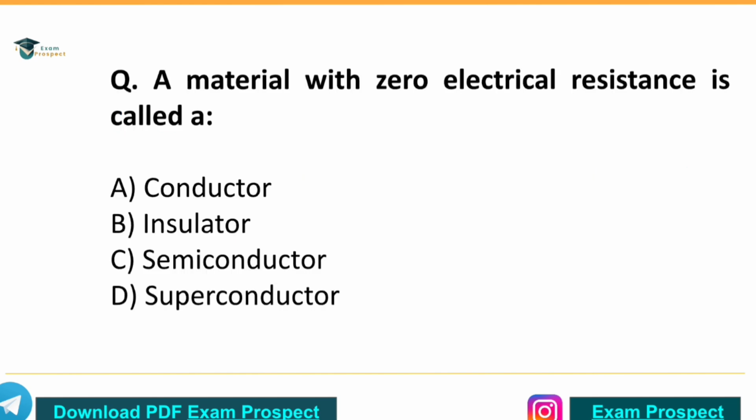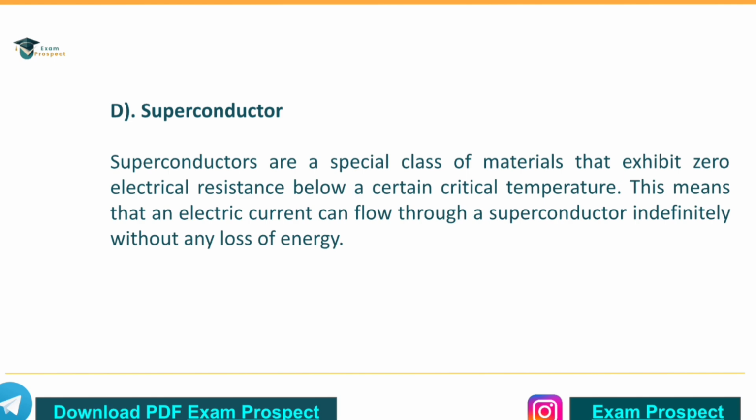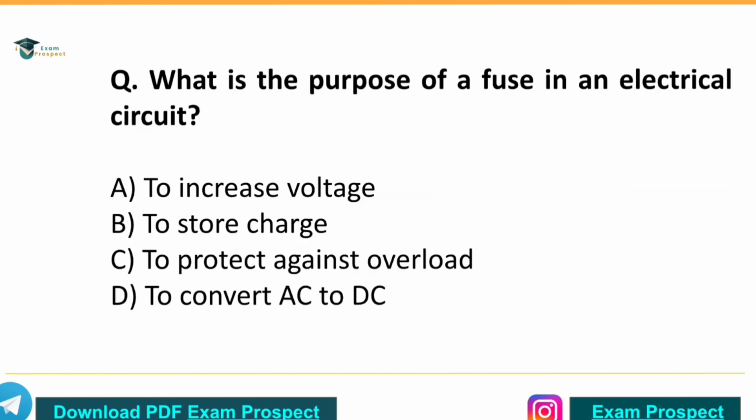Next question, a material with zero electrical resistance is called a? Correct answer is option D, superconductor. Superconductors are a special class of materials that exhibit zero electrical resistance below a certain critical temperature. And this means that an electric current can flow through a superconductor indefinitely without any loss of energy.